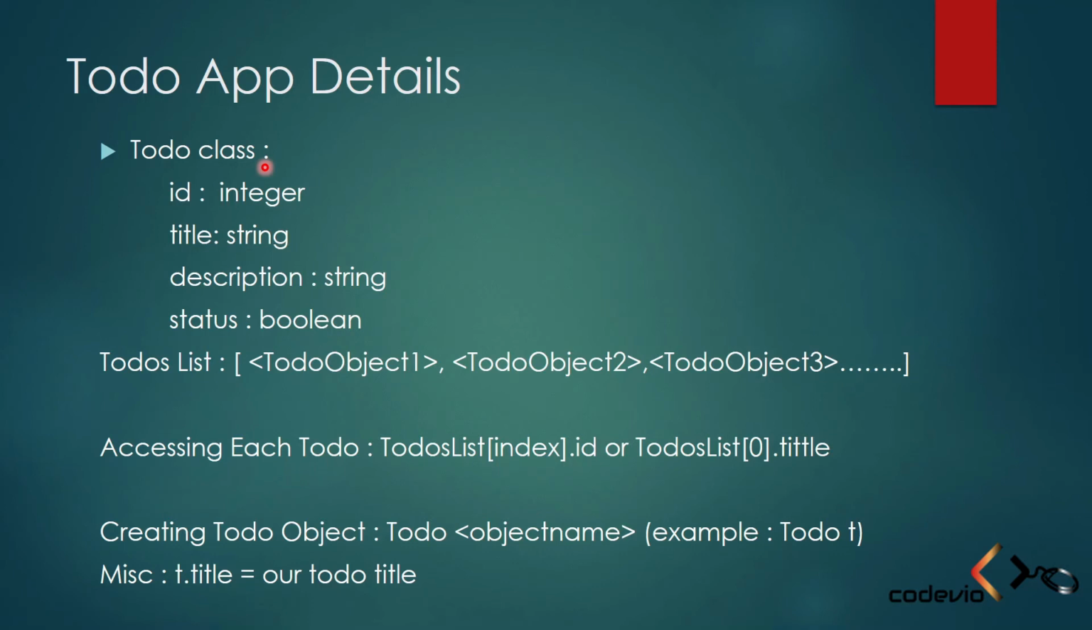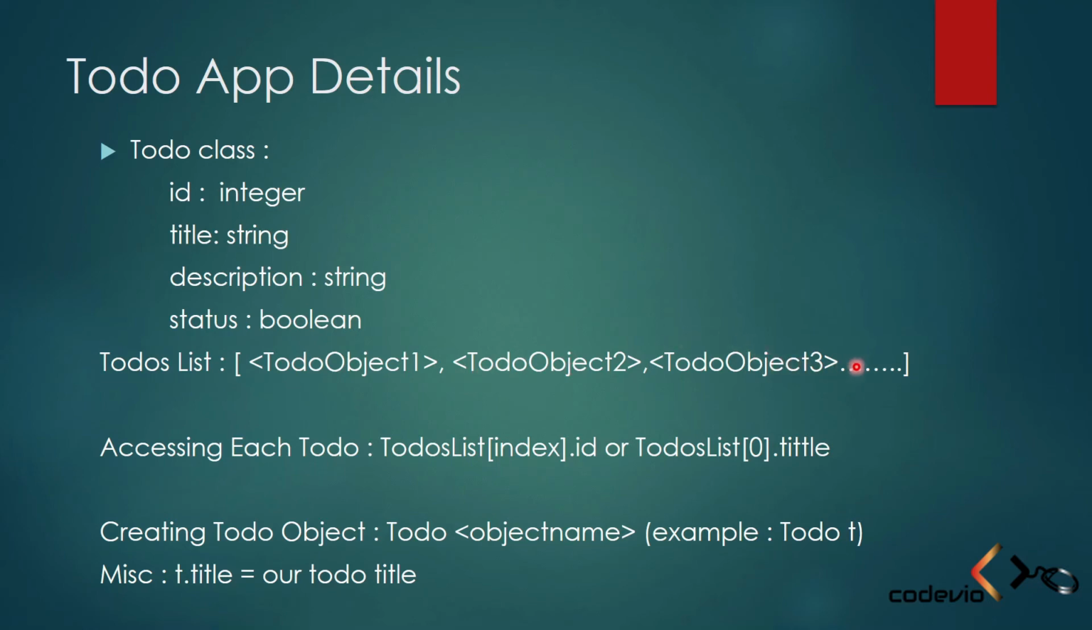The to-do class contains an id, which is an integer, and also the title, which is a string, and a description, which is also a string, and the status is a boolean. So it will be a class that contains an id, title, description and status. We need this to-do class object to represent our to-do.